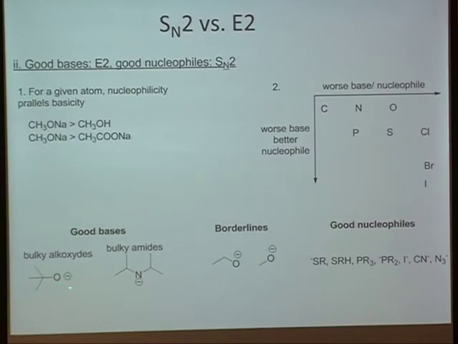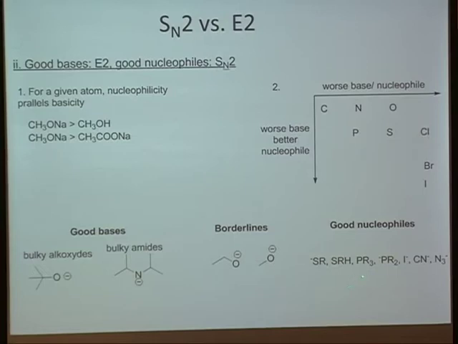So bulky bases, bulky anions, would rather be bases. If they're not bulky, they can act as both nucleophile as well as base. That's what we did in the problem that we just erased anyhow. If they're not bulky, these two can act as both nucleophile and bases. These, by the way, will act exclusively as nucleophiles, never as bases.